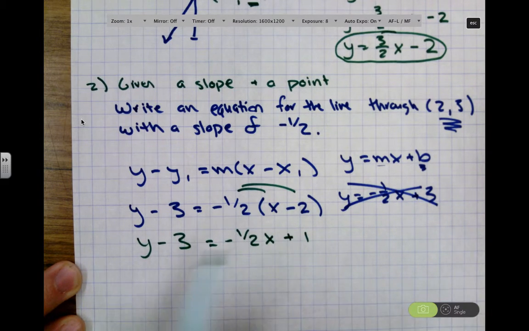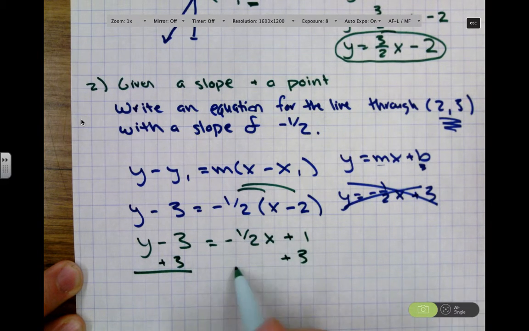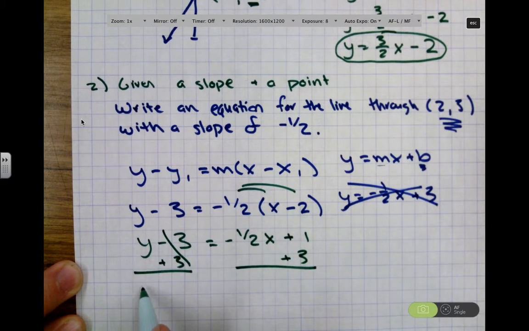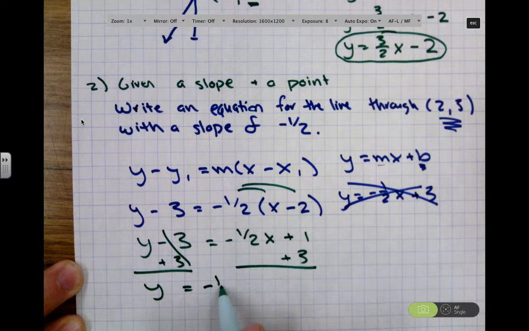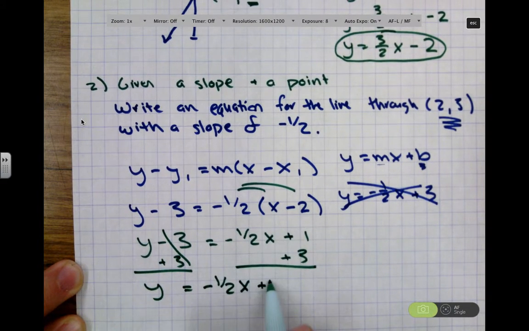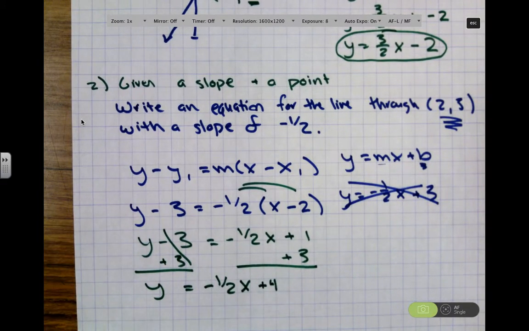Now we want to get the y by itself. To do that, we will move the 3. What we do to one side, we do to the other. Now y is by itself, and we are given this equation: y equals negative 1/2 x plus 4.